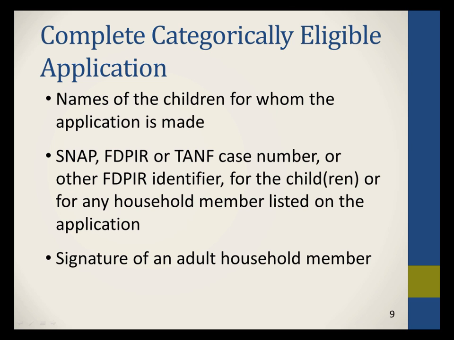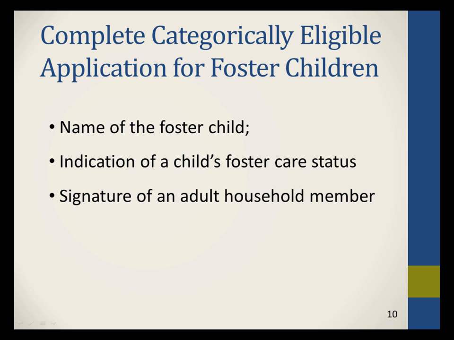For SNAP, FDPIR, or TANF, a complete application must provide names of the children for whom the application is made, SNAP, FDPIR, or TANF case numbers, or other FDPIR identifier, for the children or any household member listed on the application, and signature of an adult household member. A complete application for foster children must provide the name of the foster child, indication of foster care status by marking the appropriate checkbox, and signature of an adult household member.